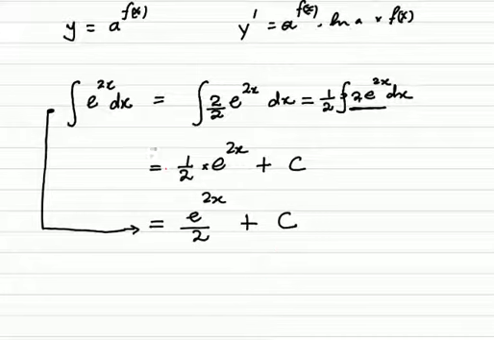It's very important to know how to integrate exponential functions, because when we get to complex Fourier series, we'll be constantly integrating exponential functions. Now let's take another general example. Let's say we've got the integral of 5 to the power x squared multiplied by x dx.